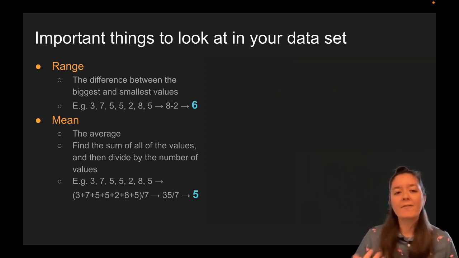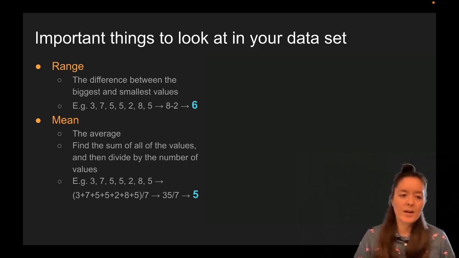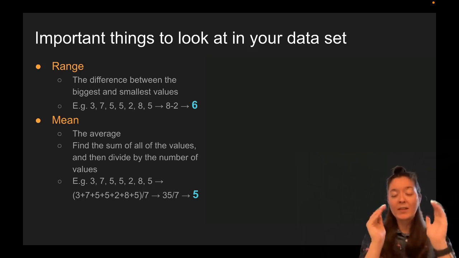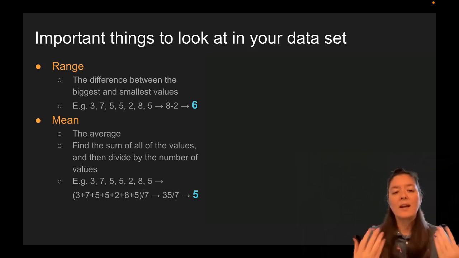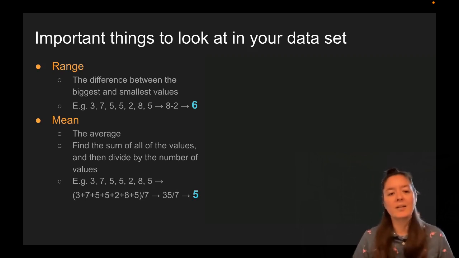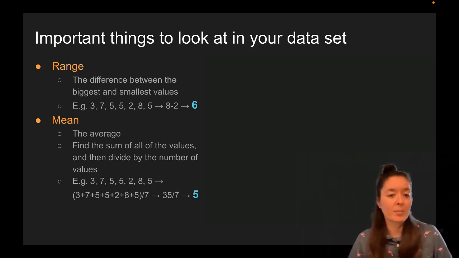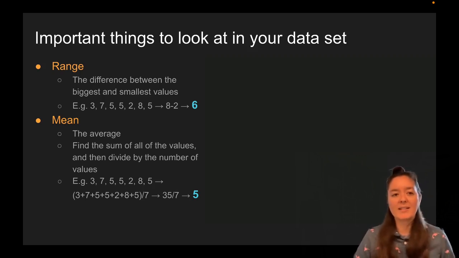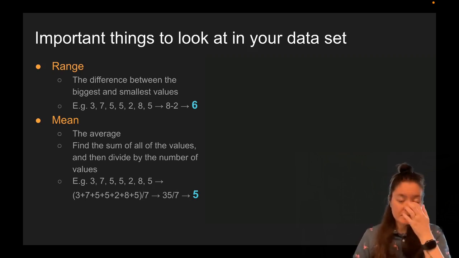To find the average, we would add up all of those, 3 plus 7 plus 5 plus 5 plus 2 plus 8 plus 5, and then divide by 7, because there are 7 numbers that we added together. All of those numbers together equal 35. 35 divided by 7 equals 5. So our mean, or our average of that set, is 5.